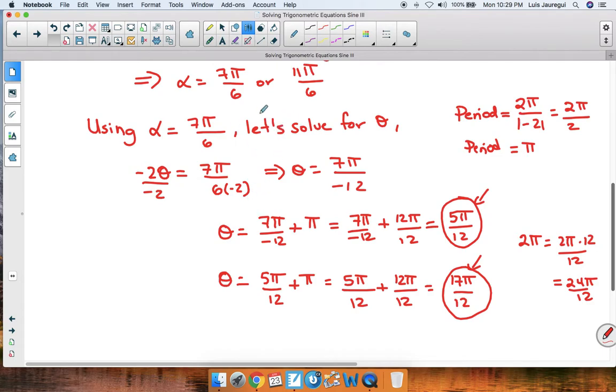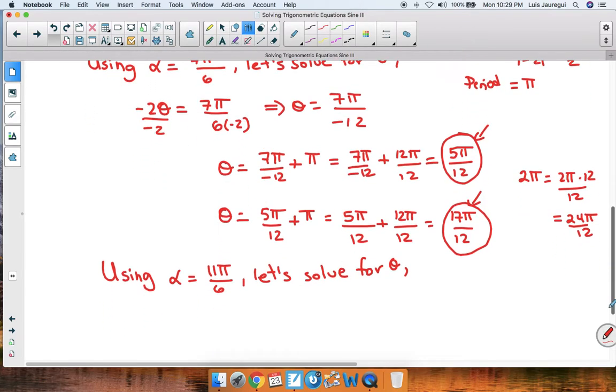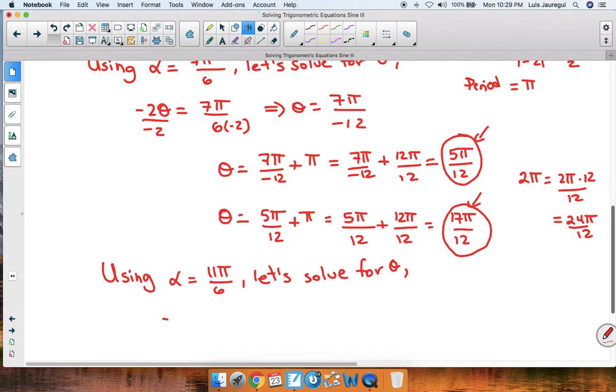Now let's use the other value that we had for alpha. So now using alpha equal to 11 pi over 6, let's solve for theta. To do so, we say alpha happens to be -2 times theta, which is equal to 11 pi over 6. Now, let's divide by -2 on both sides here to get theta by itself. So we get that theta is equal to 11 pi over -12.